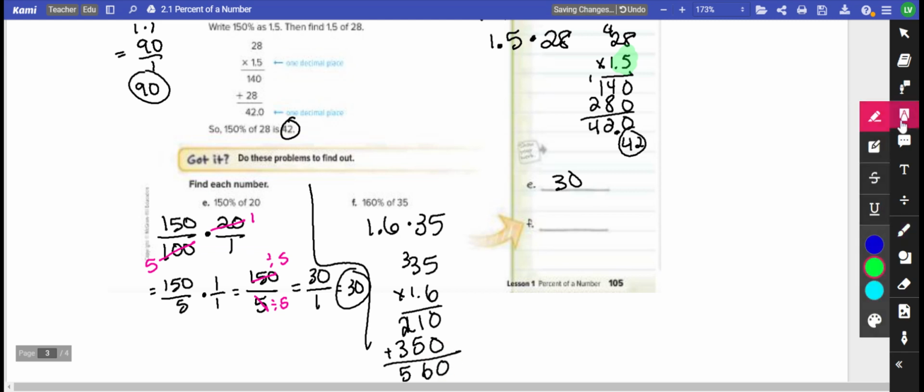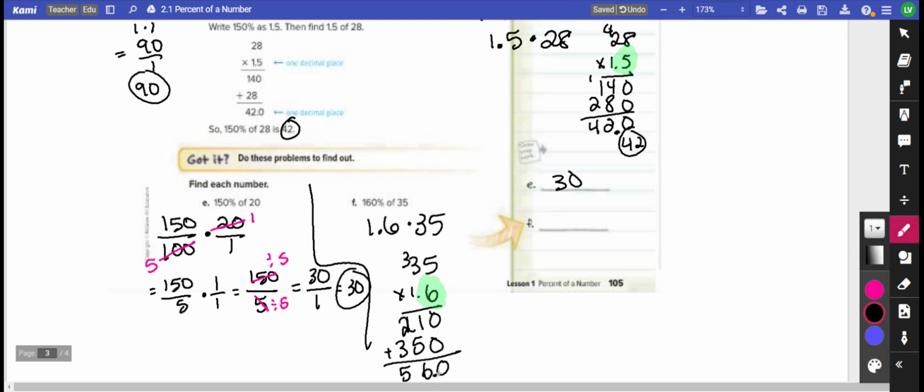I have one number that is to the right of my decimal point. So I need one number to the right. That makes my answer 56. Continuing.